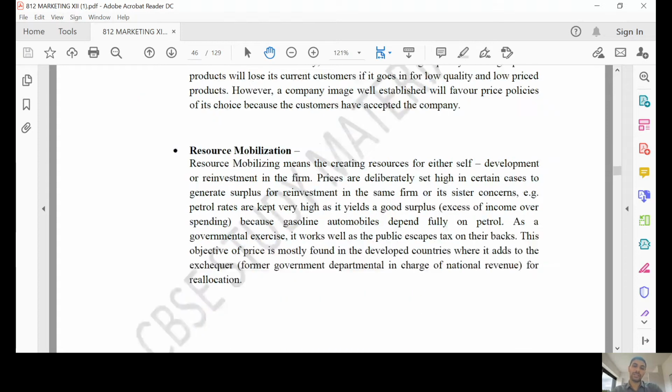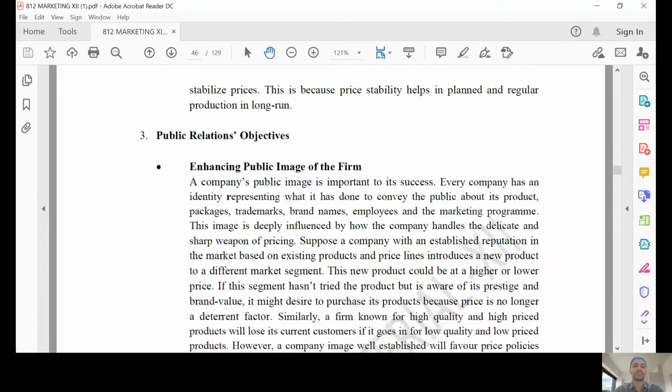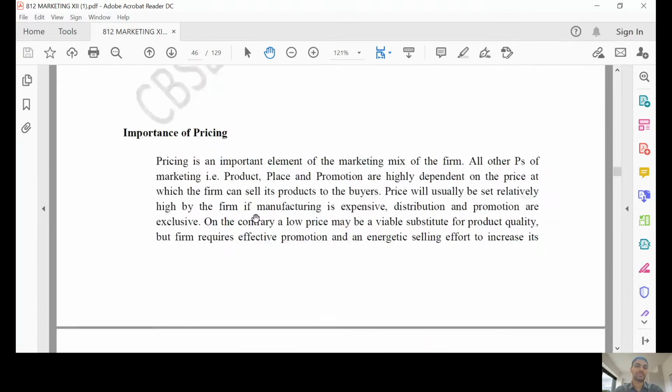The second one is resource mobilization. A company requires resources. The company needs to pay for resources like men, material, labor, etc. So if the company wants to pay for resources, it should have money. To have money, it should fix an appropriate price, sell the product and get enough profit. So these two are the public relations objectives of pricing.